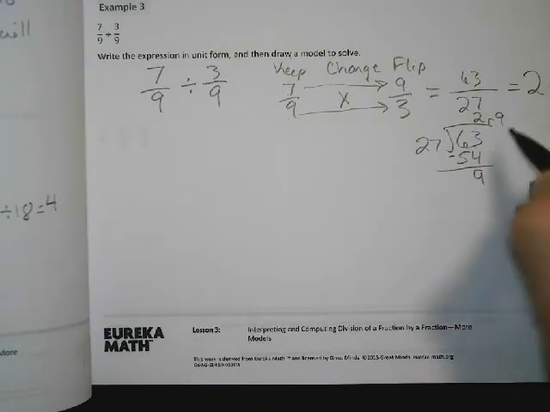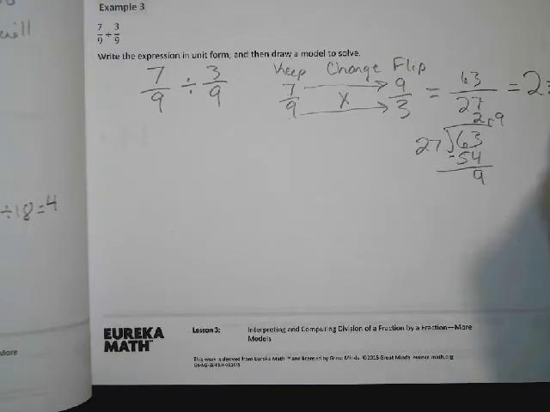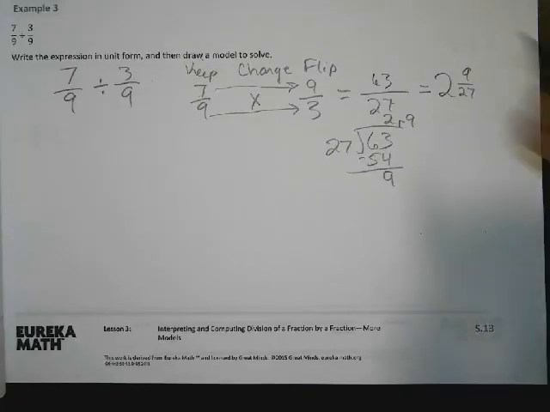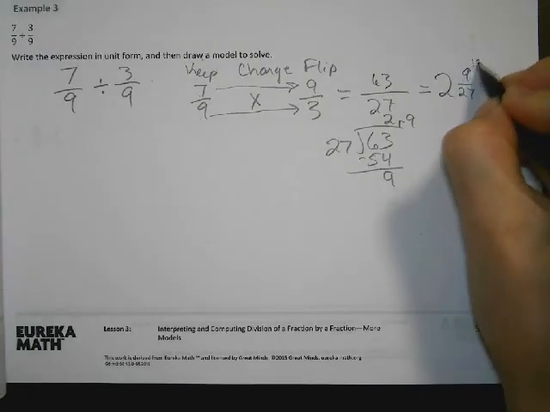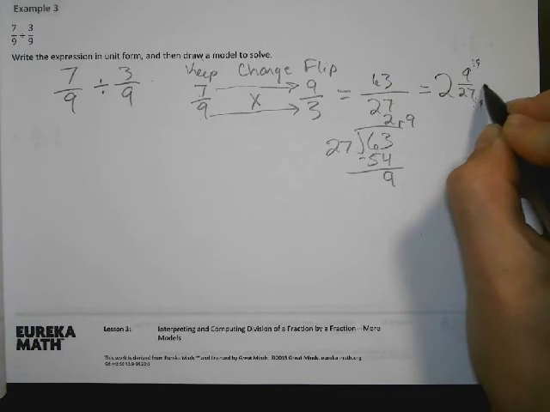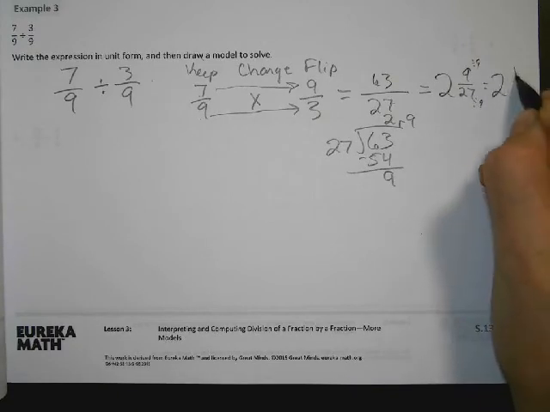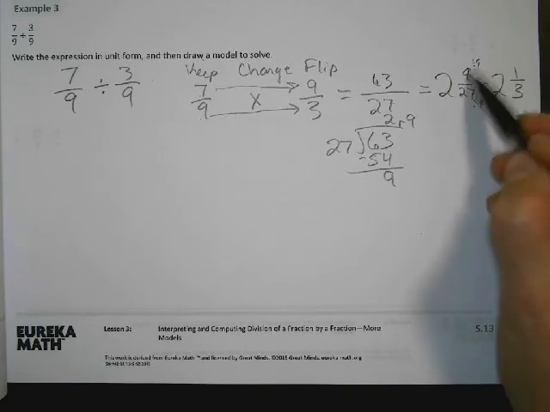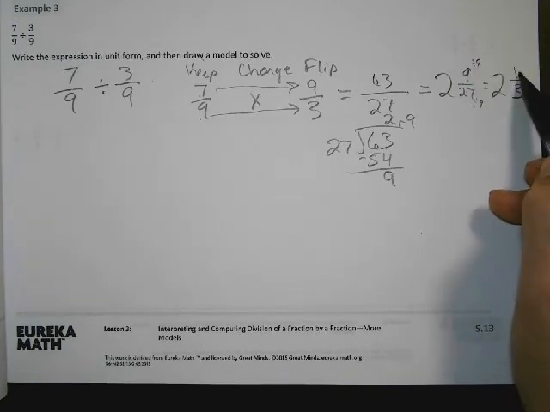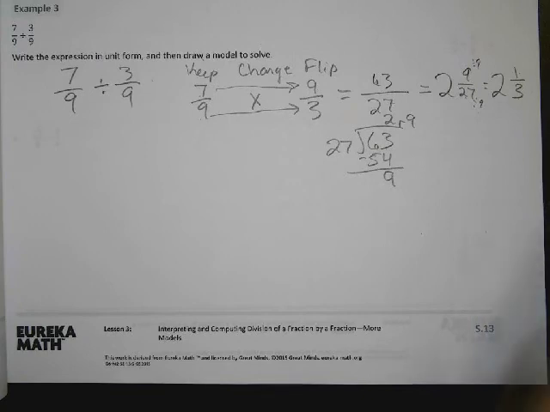So that would be a 9. The denominator is 27. Well, 9/27 can be simplified. 9 can be divided by 9, 27 can be divided by 9, so that means I'm making the equivalent fraction. And that would be 2 1/3, because 9 divided by 9 gives me 1, and 27 divided by 9 gives me 3.